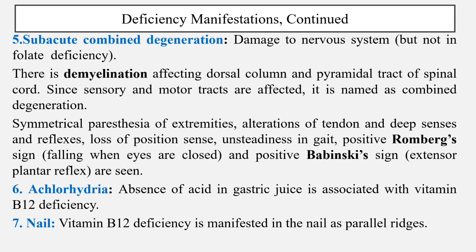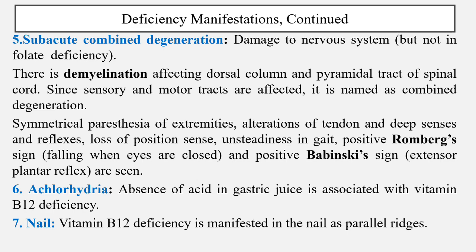Next, subacute combined degeneration, which is damage to the nervous system due to B12 deficiency. There is demyelination in the dorsal column and pyramidal tract of the spinal cord. Since sensory and motor tracts are affected, in the pyramidal tract, this is called combined degeneration. Romberg sign is positive and Babinski sign is positive. We usually discuss this in physiology class.